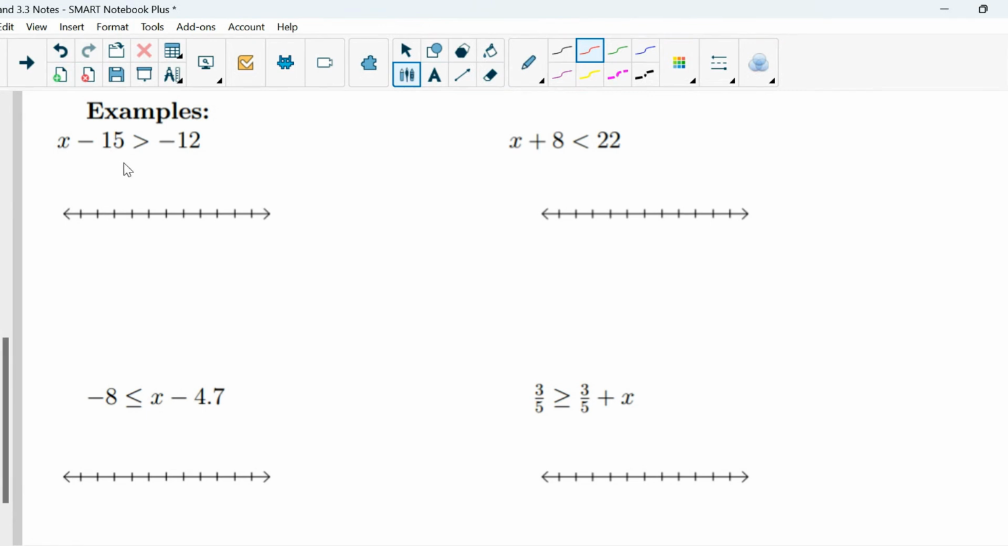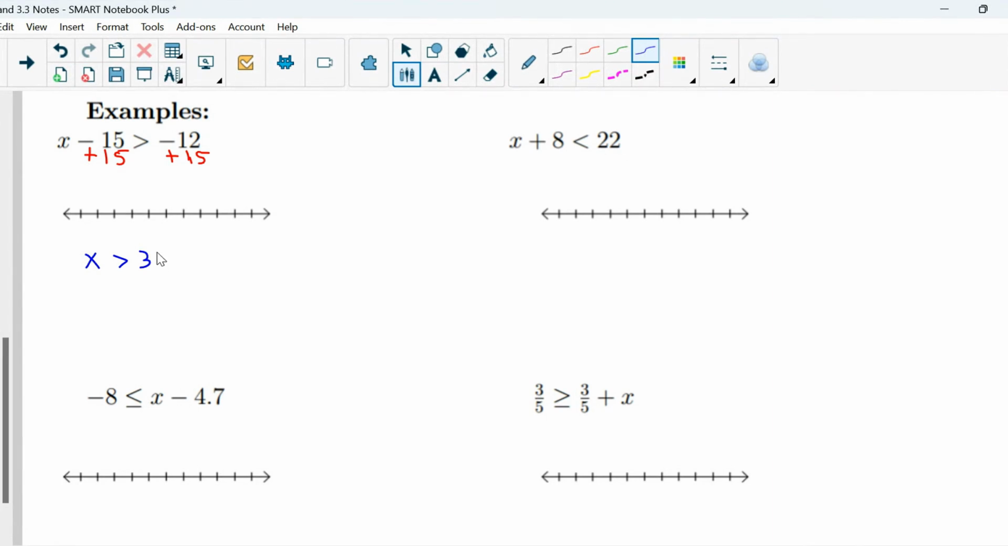But for our first example here, we have x minus 15 is greater than negative 12. So our first step here would be to add 15 to both sides. Since initially we are subtracting, so we need to use the inverse operation. Okay, that would leave us with x is greater than positive 3.